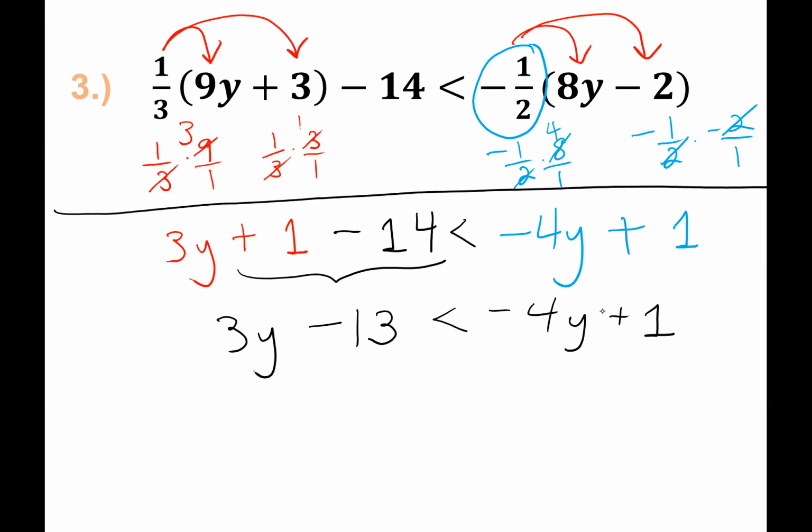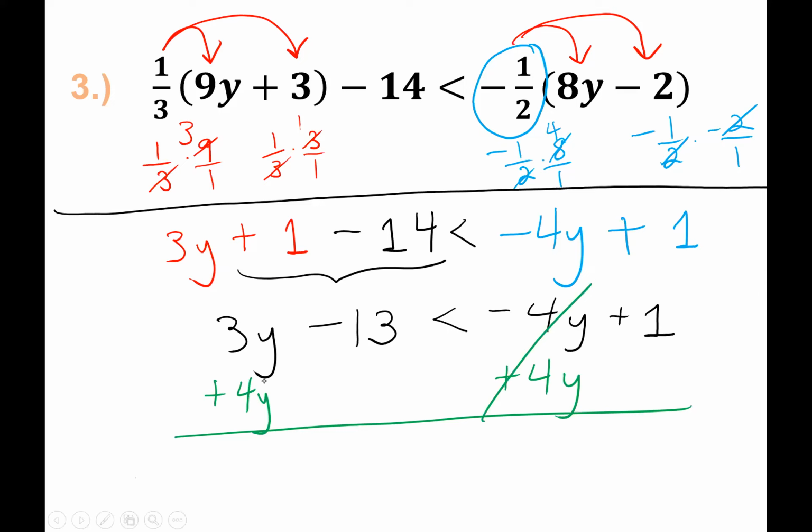Okay, now that I'm done combining like terms, let's work on getting all the variables to the left side. So I have this negative 4y on the right side. Let's cancel that out. So I'm going to add 4y to both sides. Notice how I'm writing it right below the y terms. So negative 4y plus 4y cancels out. On the left side, 3y plus 4y is 7y. So 7y minus 13 is less than, instead of writing plus 1, I'll just write 1.